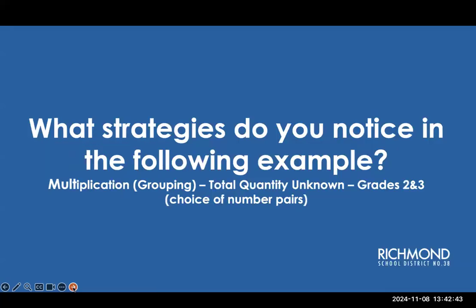So here, I'm going to share a couple of examples from Richmond classrooms. This first one was from a grades 2 and 3 class, and we were doing a multiplication problem. So it was a grouping problem. The total quantity was unknown. And in these examples I'm sharing today, you see another element of CGI, which is giving students the choice of numbers that they're going to work with. Sometimes you provide the numbers and we're all going to do the same numbers together, and then other times you provide a choice of numbers and students choose which numbers are a good fit for them.